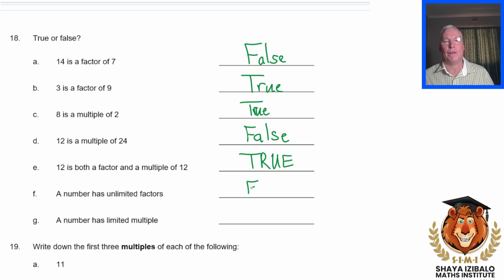A number has unlimited factors. That is false. Okay? Numbers have a set number of factors. We saw, remember in the previous lesson, when we were shading in the rectangles, there were only a certain number that we could do. A number has limited multiples, I should say multiples. That is false. We can have as many multiples as we like. I'm going to count out some multiples of 10.